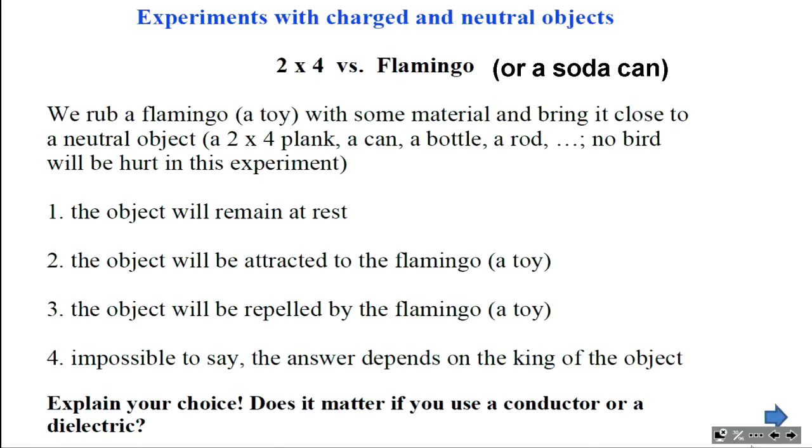Now, what is the difference between this can and the second object, a 2x4? A 2x4 is a piece of wood like this. And the difference is, as we just said, the aluminum can is made of conductive material. Electrons can be easily moved. And this, well, we call it a dielectric, and we're going to talk about conductors and dielectrics.